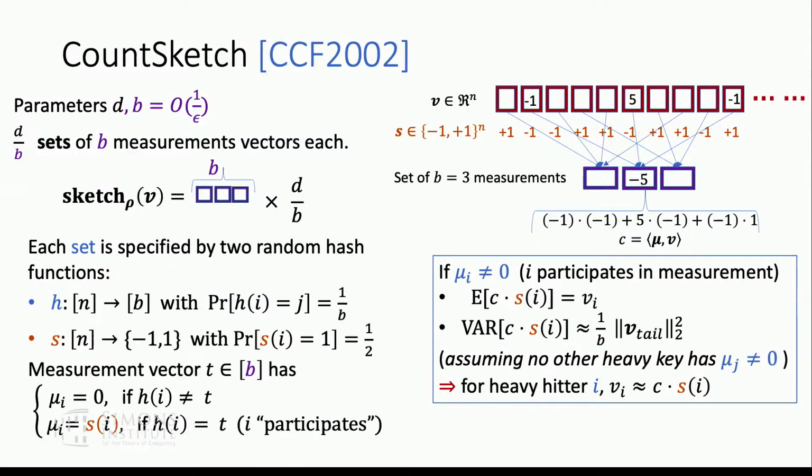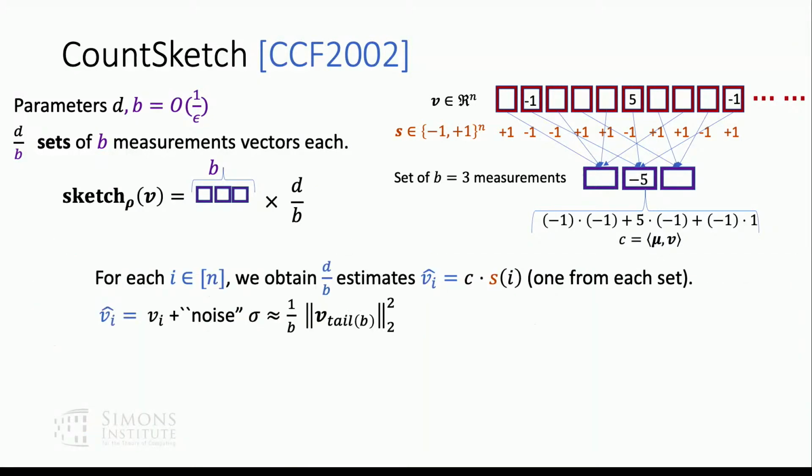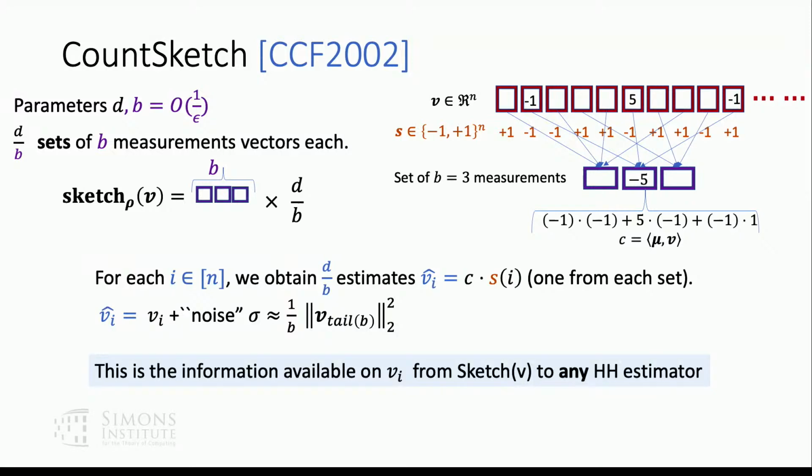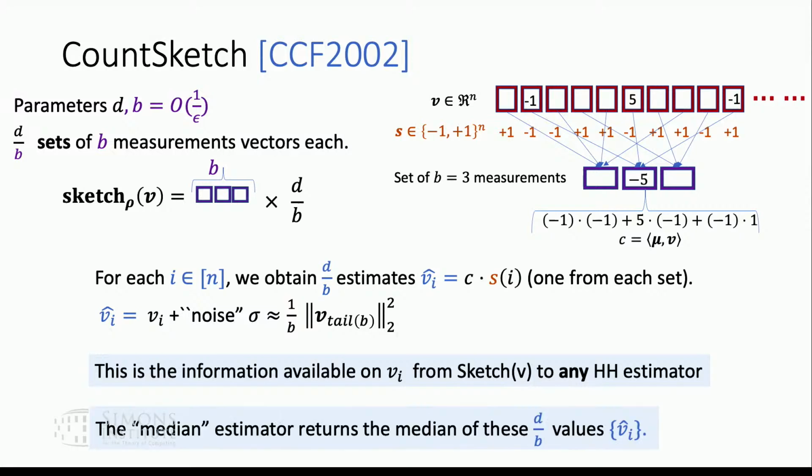So you have multiple sets, a logarithmic number of sets, that are basically the value plus some noise. That's also the information that the sketch provides, no matter what estimator you apply. The original paper used the median estimator.